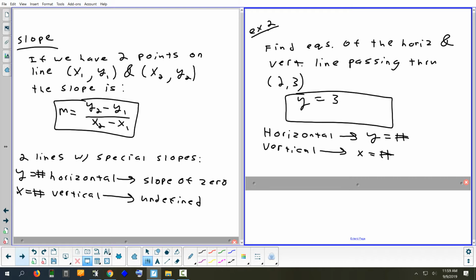How about the vertical line through the point 2, 3? Yeah, x equals 2 is a vertical line, which you can't draw on the calculator, that goes through every single coordinate with an x value of 2, including 2, 3. So those are special cases.